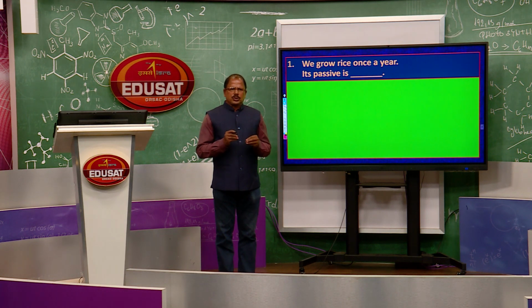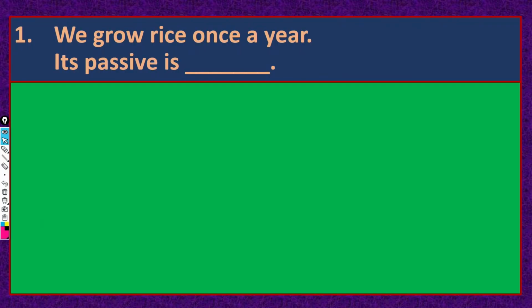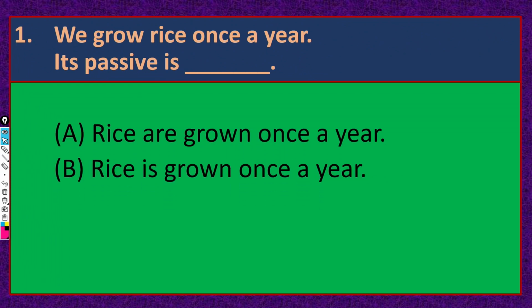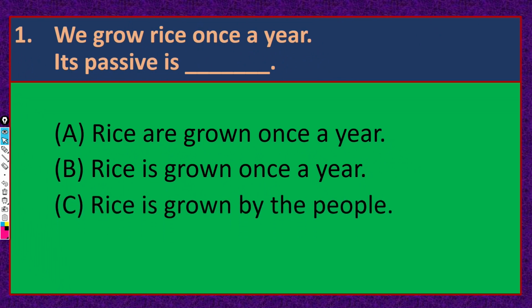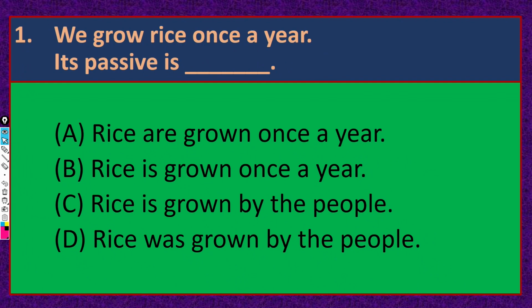We will discuss some important, different questions, and in these patterns you may not get the exact question, but your question must be in one of these patterns which we are going to discuss. So, question number 1: we grow rice once a year. The sentence is in present simple form. Let us see the options first. Option A, rice are grown once a year. B, rice is grown once a year. C, rice is grown by the people. D, rice was grown by the people.